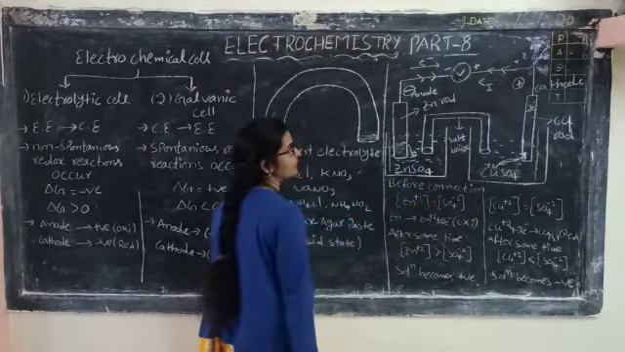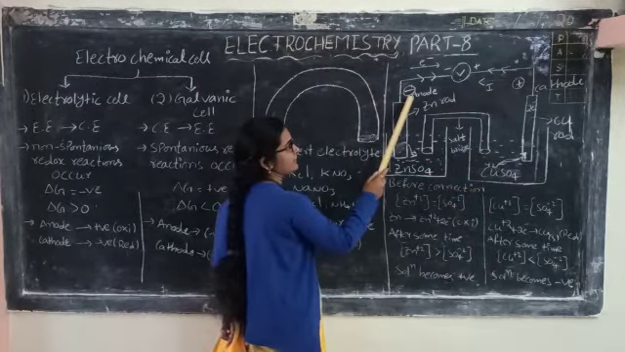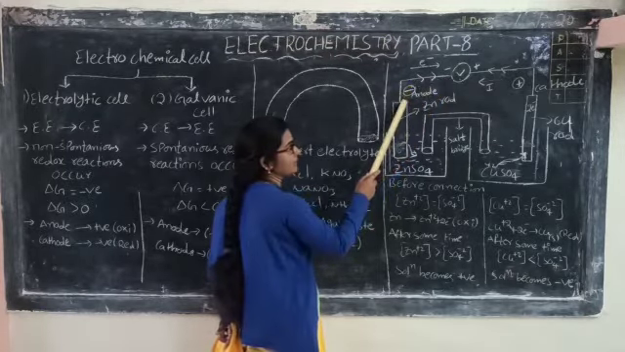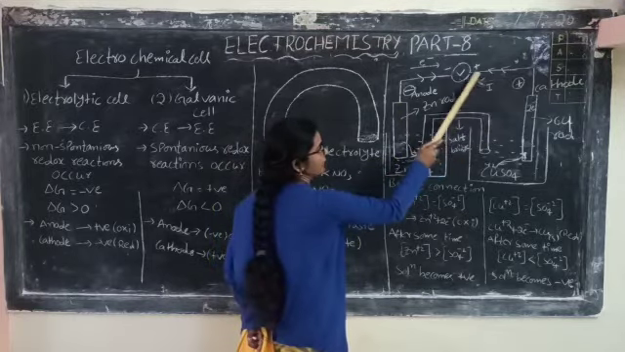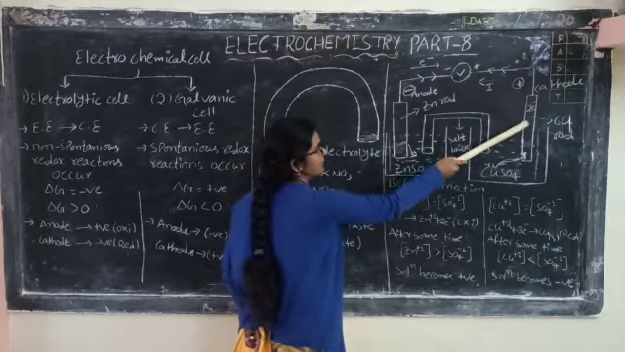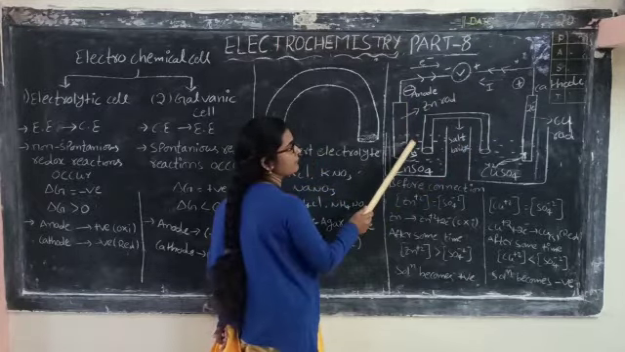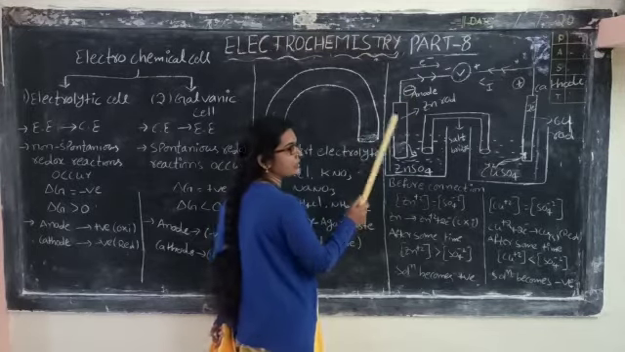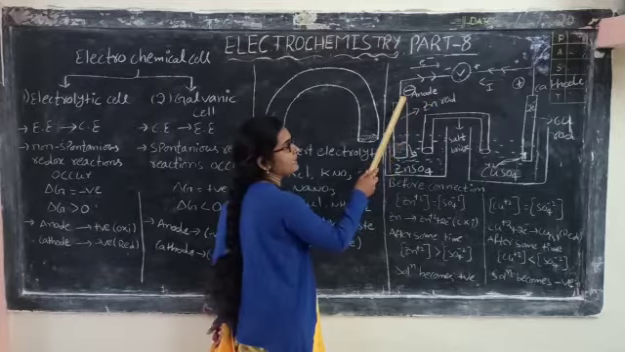copper sulfate solution. Here this electrode is connected with the negative terminal, so it has a negative charge. This electrode is connected with the positive terminal of the voltmeter, so it has a positive charge. But here oxidation takes place at this half cell. According to basic knowledge, where oxidation takes place, that is the anode. That's why the anode charge is taken as negative.